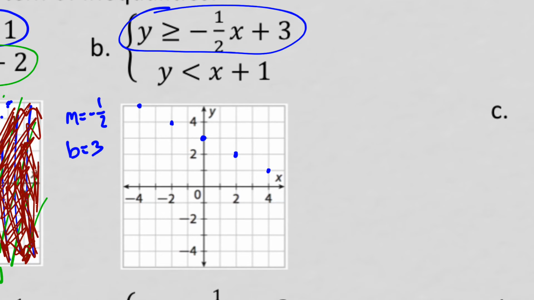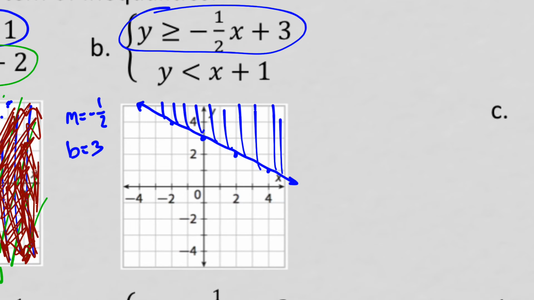Like that. Check if it's supposed to be solid or dashed. This one is solid. See the equal sign right there? That means solid, so make a solid line, like that. And finally, check if it's supposed to be shaded above or below. This one's greater than, so shade above. So I'm going to shade up from the line.